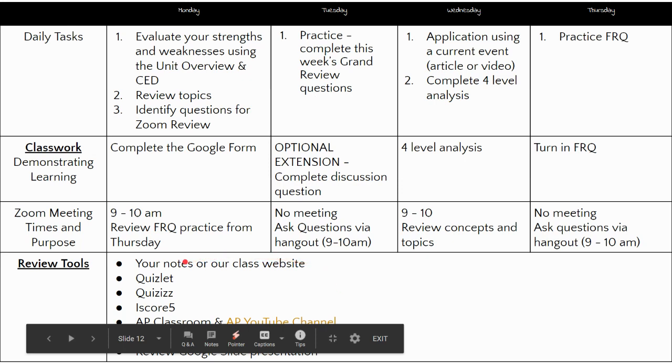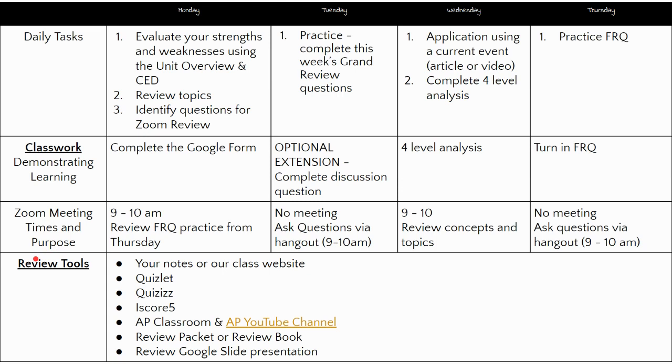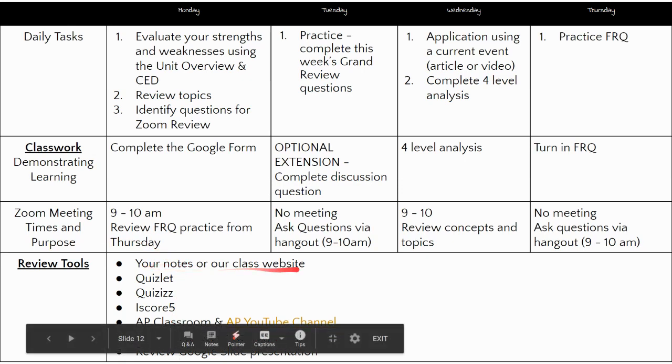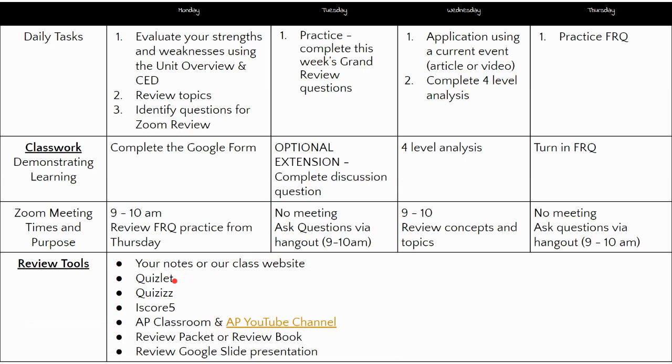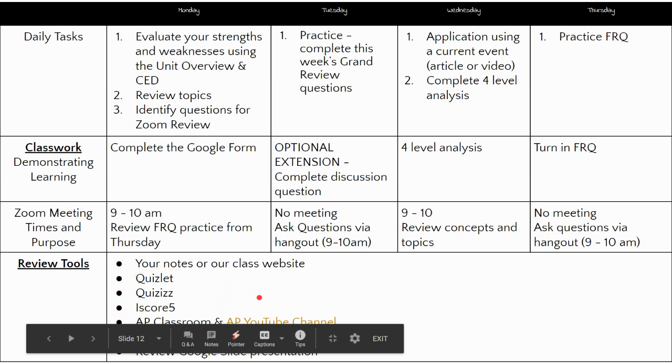Review tools. I am going to link specific tools for every single day. So you'll have a Quizlet, Quizzes, an iScore5, which hopefully you've downloaded. There's our class website. I provided a giant review packet for all the units, so you just look at the unit that we're reviewing. Hopefully you signed up to get that free review book. I added something for this week on models. And then I'm going to give you a review Google slide presentation. Now, I did not create any of these. I scoured the internet and talked to all my online friends to find the best resources I could. So almost all of this stuff comes from other teachers.